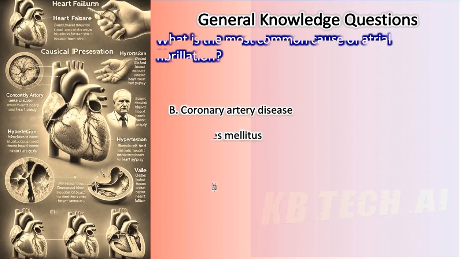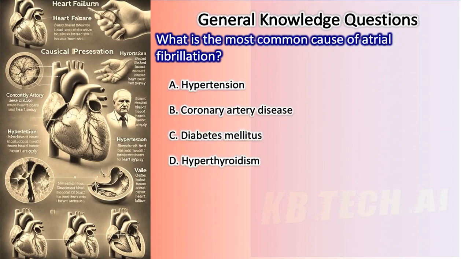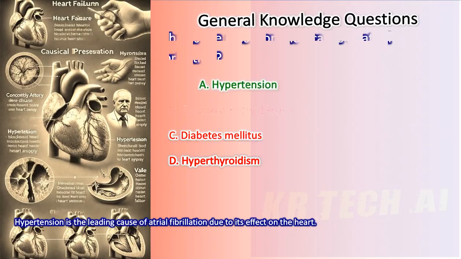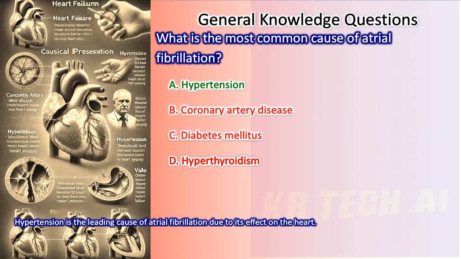Which is the most common cause of atrial fibrillation? Option 1. Hypertension. Option 2. Coronary artery disease. Option 3. Diabetes mellitus. Option 4. Hyperthyroidism. The answer is option 1.